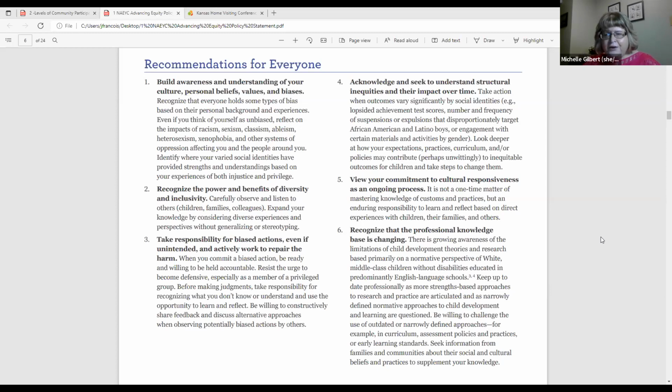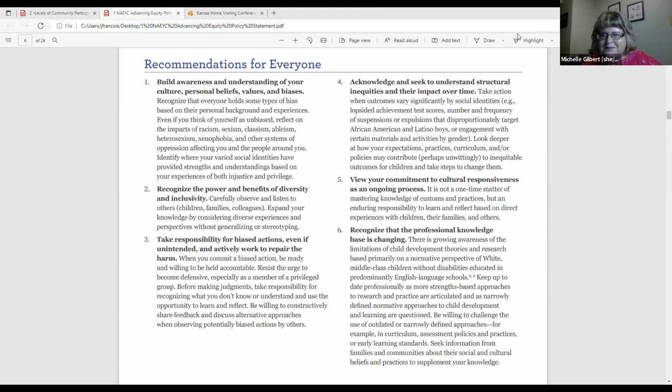So I would just encourage you, if you haven't done the implicit bias study, to do that. One kind of funny side note: I've been in early childhood my entire life, and I did the implicit bias study around age, and it shows you different images of young people and older people. I've devoted my entire career to working with young children and families, and when I did the age implicit bias test, it showed that I had bias towards older folks. And so I thought that was very interesting.